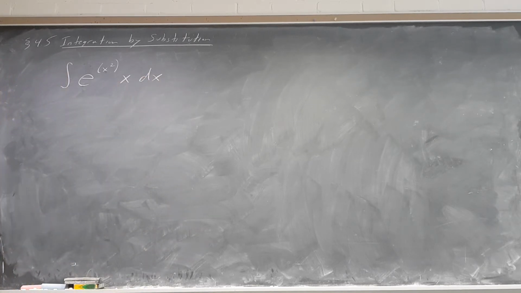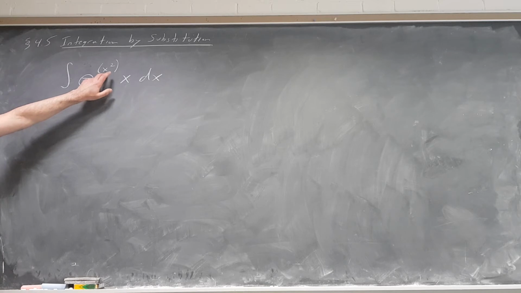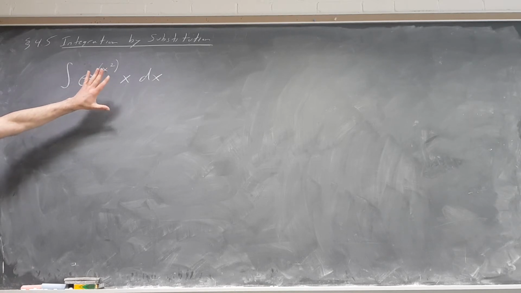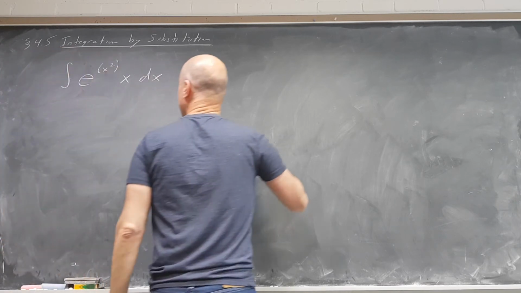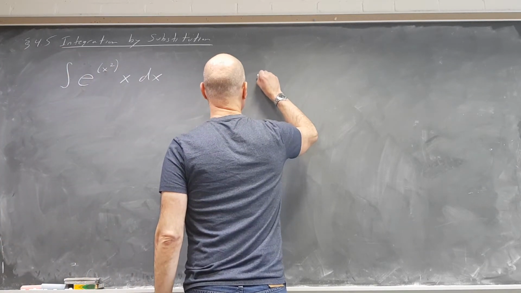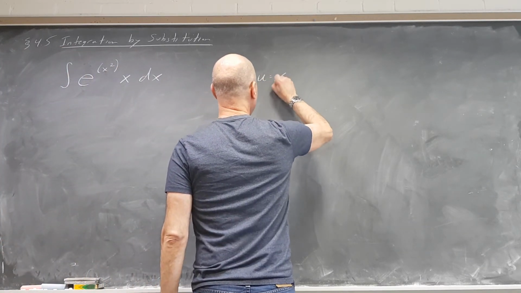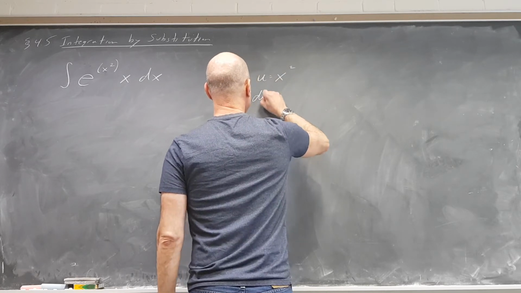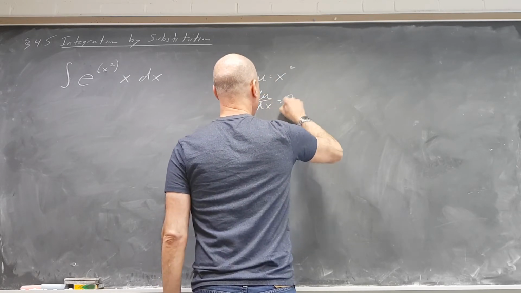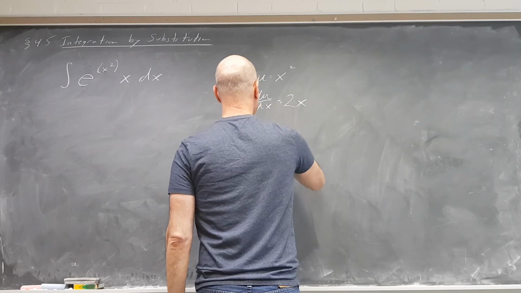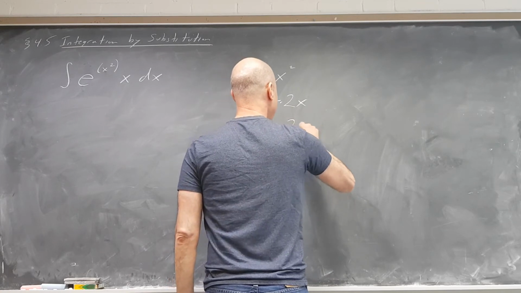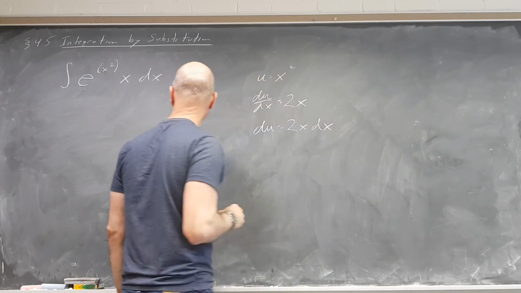I formerly had a 2x right there. Now I just have an x. And of course, x is not the derivative of x squared. But let's try this the same way and see how far we get. So we end up with u is equal to x squared. So du dx is equal to 2x. In other words, du is equal to 2x dx.